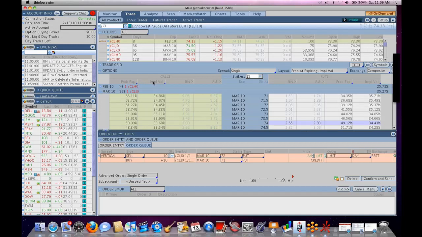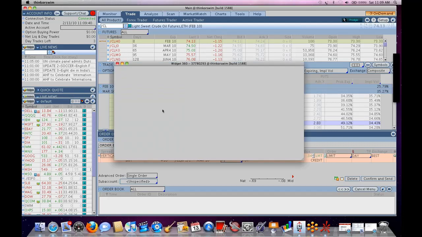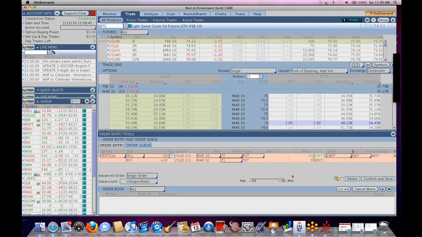Our first iteration of that was what we call Widget 360. Watch what happens. I clicked on implied volatility, Widget 360, and let me know if you can see this. No, you know what? I don't want to do it on crude oil. Let's do it on something tamer like Microsoft. Okay, MSFT.